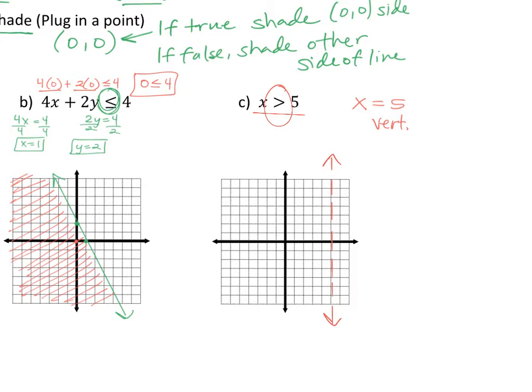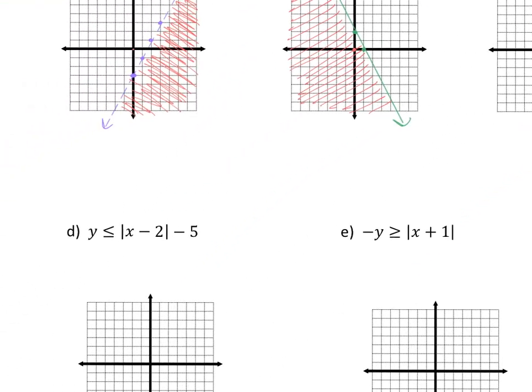Okay, and if I plug in 0, 0, if I plug in 0 here, 0 is greater than 5. That is not true. So I want to shade away from 0. So basically I'm shading this whole side of my graph. Okay, now they get a little fancier.